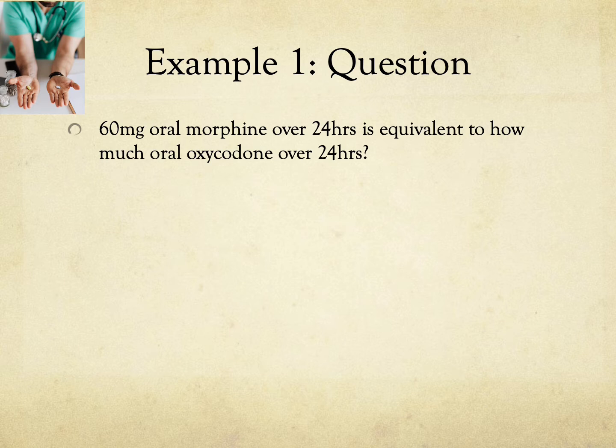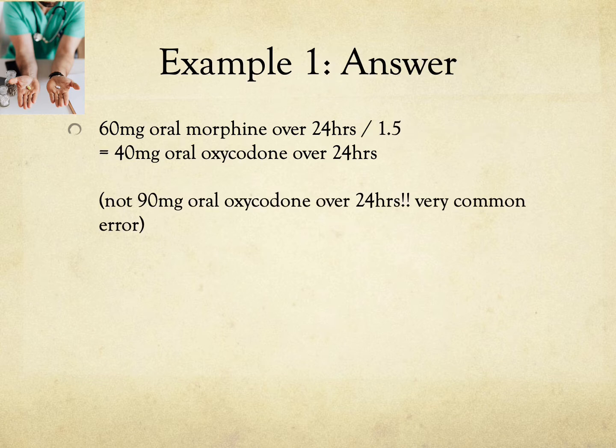Example 1. 60 milligrams of oral morphine over 24 hours is equivalent to how much oral oxycodone over 24 hours? Answer. 60 milligrams of oral morphine over 24 hours, divide by 1.5 to get to oxycodone equivalent, is equivalent to 40 milligrams of oral oxycodone over 24 hours.